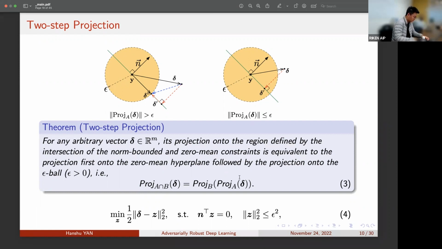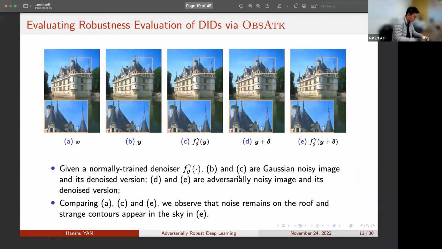Here we showed that the two-step projection is equivalent to the true projection, but if we switch the order of A and B, then it will not be equal. So now we have the attack algorithm. We can use the OPS attack method to evaluate the robustness of deep image denoisers.